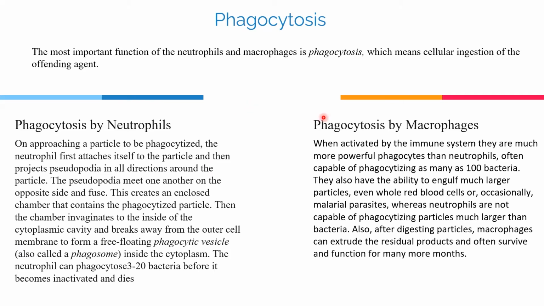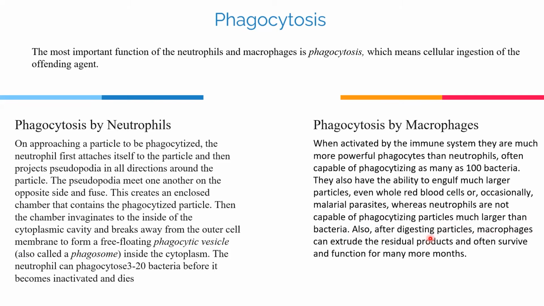What about phagocytosis that is carried out by the macrophages? When activated by the immune system, they are much more powerful phagocytes than neutrophils and are capable of phagocytosing as many as 100 bacteria. So that is 5 to 10 times more bacteria than neutrophils can phagocytose. They also have the ability to engulf much larger particles, even whole red blood cells or occasionally malarial parasites. Whereas neutrophils are not capable of phagocytosing particles much larger than the bacteria.